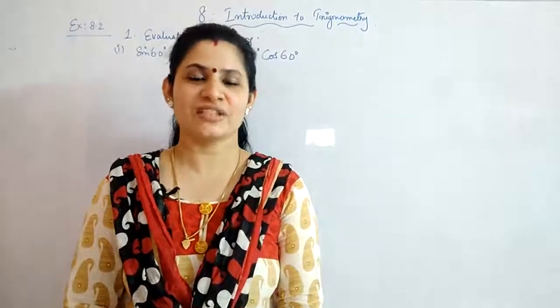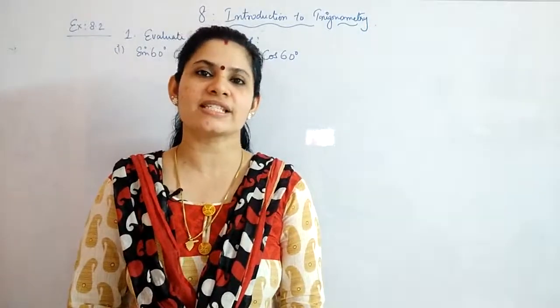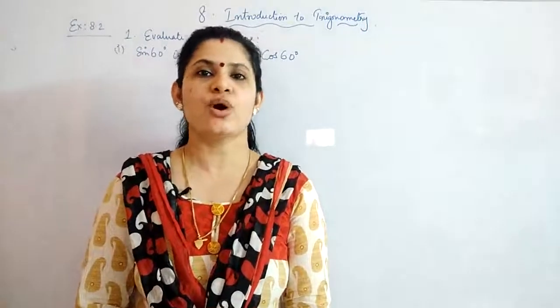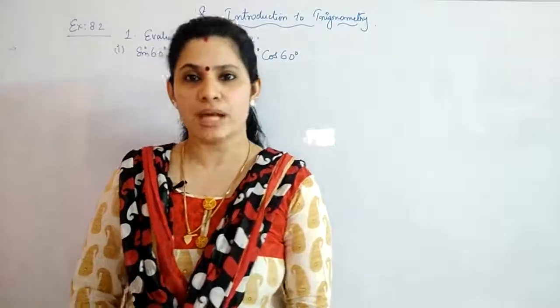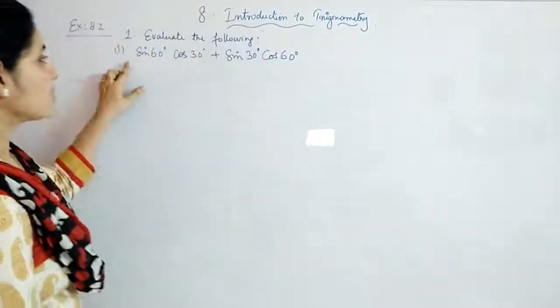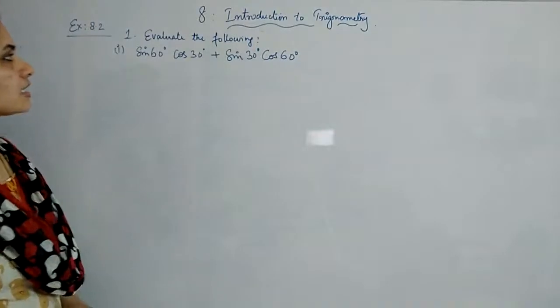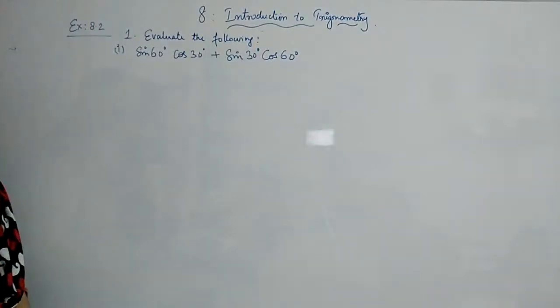Hello everyone, today we are discussing the problems of exercise 8.2 of chapter 8, Introduction to Trigonometry. The first question is: evaluate the following. The first subdivision is sin 60 degree cos 30 degree plus sin 30 degree cos 60 degree.